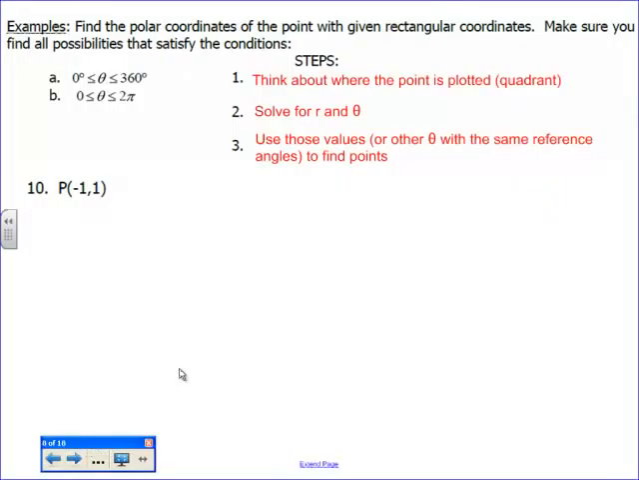Okay, find the polar coordinates of the point with the given rectangular coordinates. Make sure you find all possibilities that satisfy these conditions. It wants all the angles in between 0 and 360, including 0 and 360. It also wants the angles in between 0 and 2 pi. Well, it's just saying I want the angles in degrees and in radians.